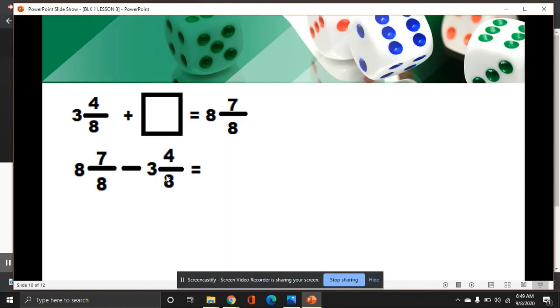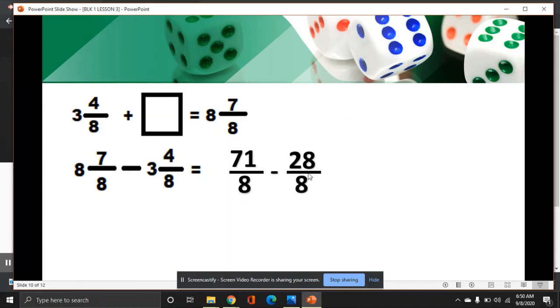As you can see here, it is a mixed number. So we need to convert it into an improper fraction. So 8 times 8, the result will be added to 7. We got 71, and copy your denominator. Minus 8 times 3, we got the answer of 24, plus 4, we got 28 over 8, copying our denominator.